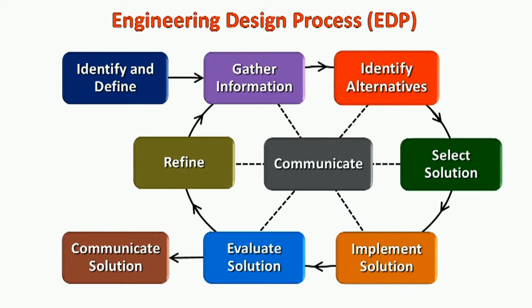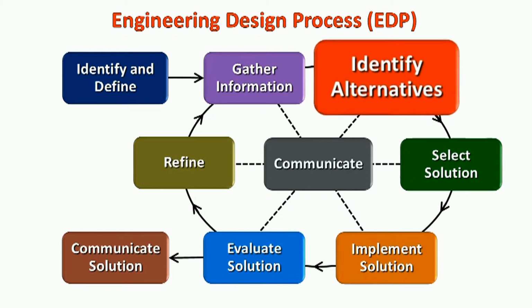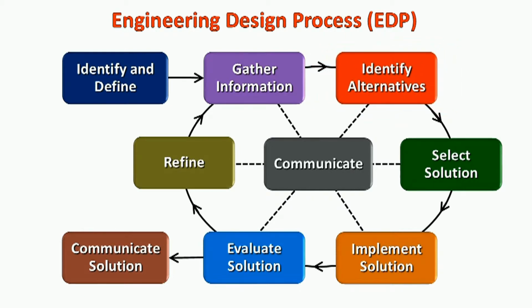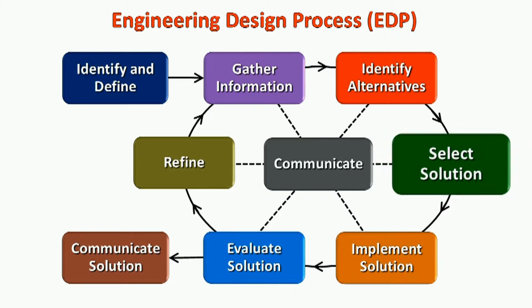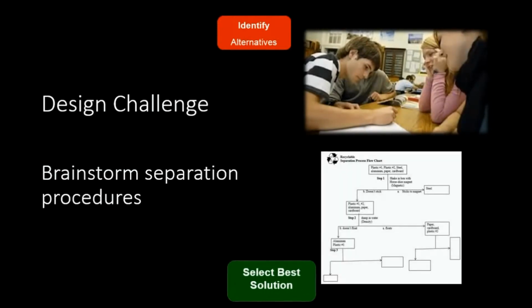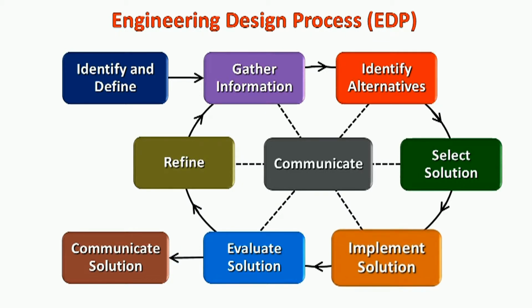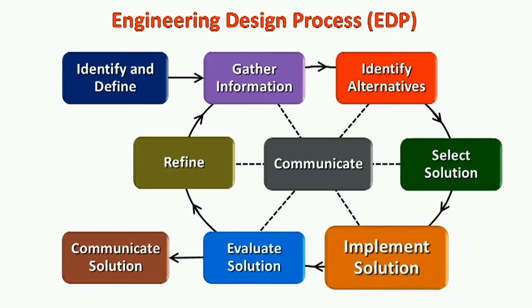The next step is to identify alternatives to solve the issue or need. These could be processes or products. Next, students select a solution which best answers the issue or need. Design challenge. Brainstorm separation procedures. Then select the best solution. Then students implement the solution.